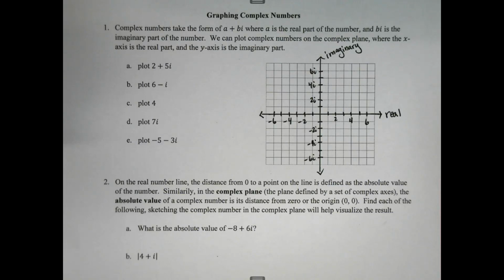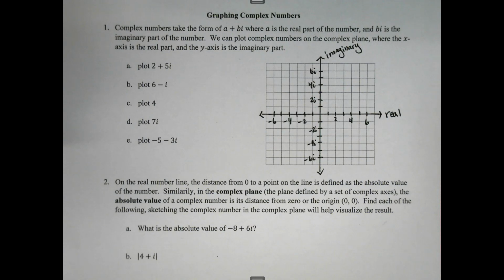We have learned what a complex number is. We've talked about adding, subtracting, multiplying, and dividing complex numbers. And now we're going to talk about graphing them. Complex numbers, as we have learned, take the form a + bi, where a is the real part of the number and bi is the imaginary part.